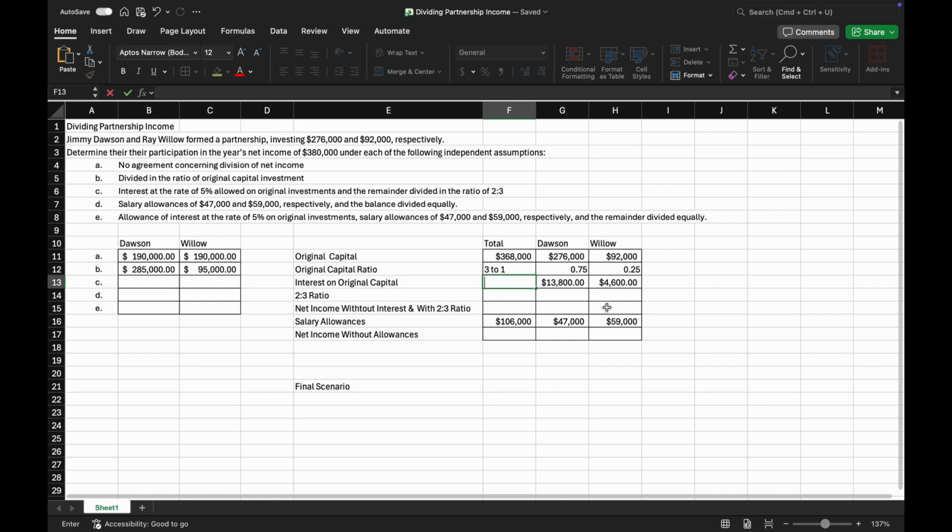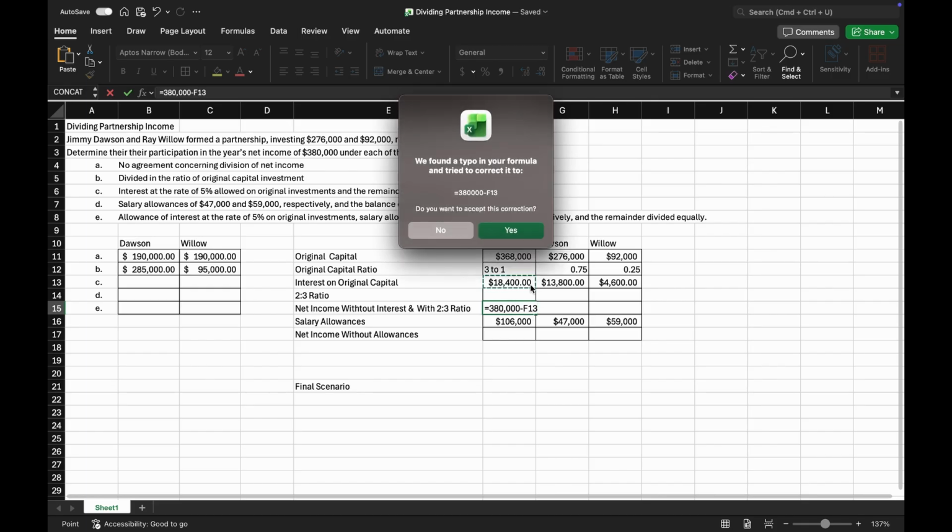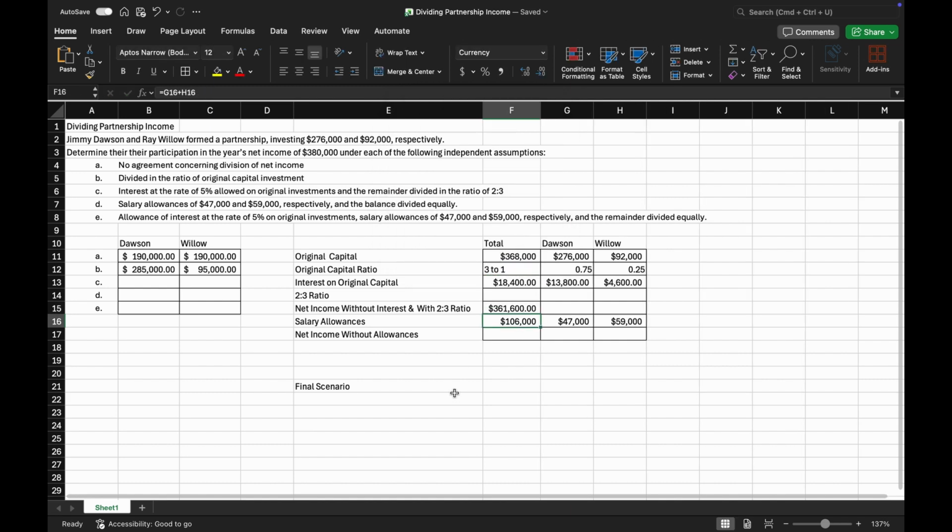Now we add that interest up and subtract it from the net income. So, $13,800 plus $4,600 comes out to total interest of $18,400. Now that we have the total interest, we can subtract it from this year's net income. $380,000 minus $18,400 comes out to $361,600 for the net income without interest.